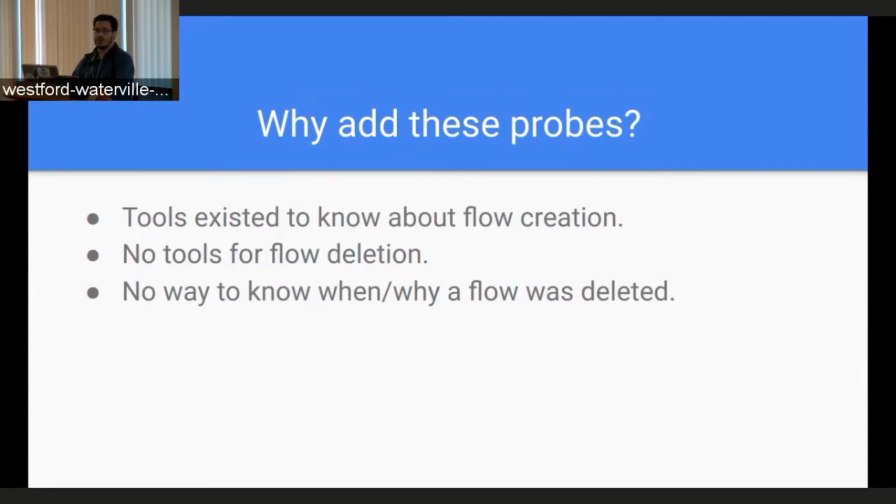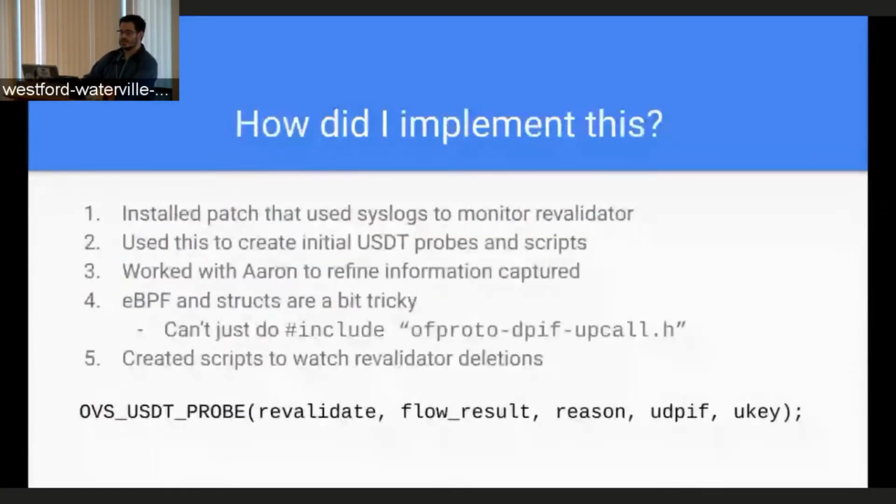And so this was all done as part of a summer internship. And this was my first adventure with using Git and mailing list development, so that was a bit of an adjustment. I started by adding a patch that Aaron sent me that used syslogs to monitor the Revalidator. And as we'll see, this very quickly became unmanageably noisy and just not a good solution.